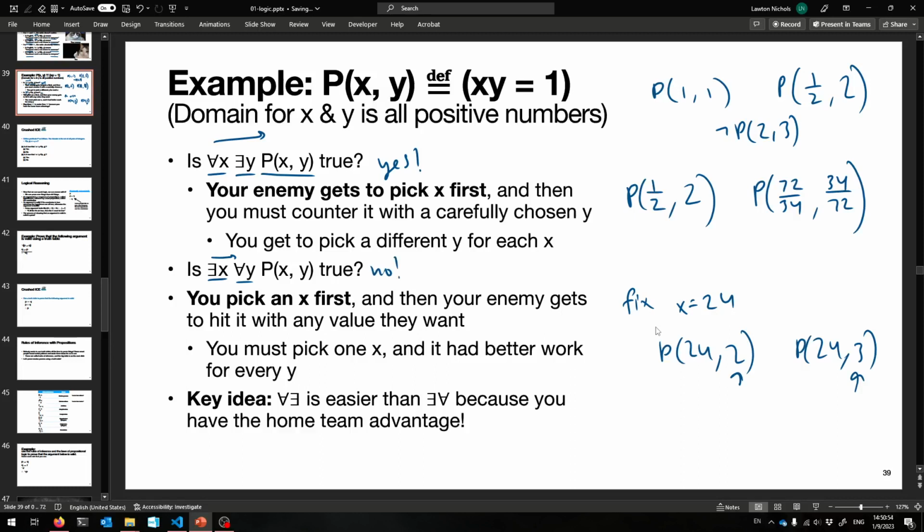You see how the order really matters there. And so an idea is that for all there exists is kind of easier in a certain sense than there exists for all, because you have the home team advantage. You get to bat last. You get to counter the thing that your enemy picked, because you get to go second. It's harder to go first and pick something that works no matter what your enemy can throw at you, because you have to try everybody. Okay? So hopefully these metaphors are making a little bit of sense and sinking in. Again, this is a harder concept, these quantifiers.